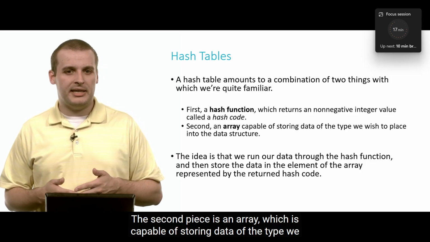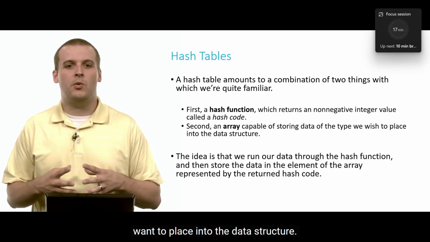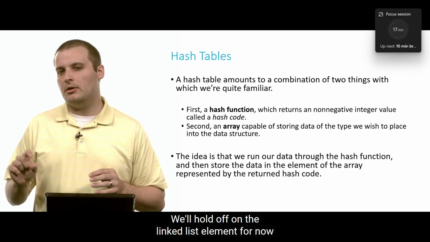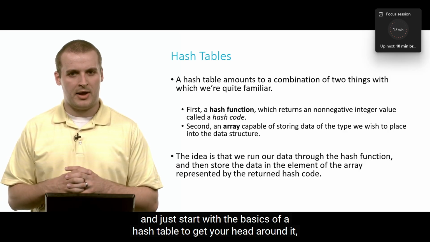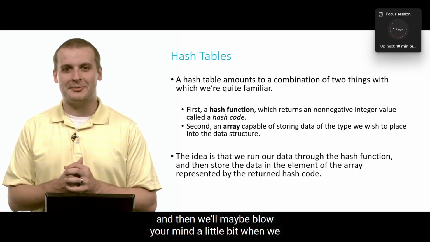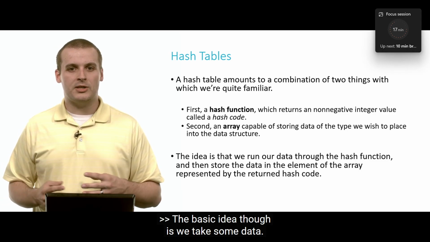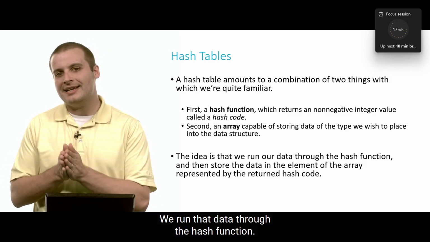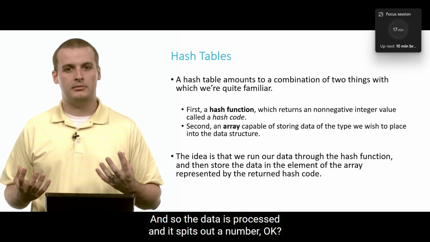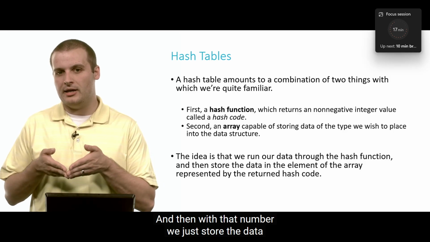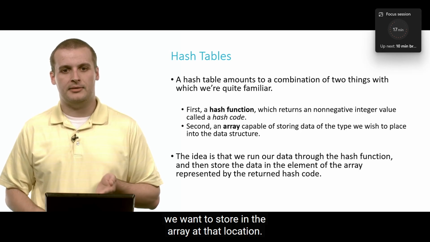Okay? The second piece is an array, which is capable of storing data of the type we want to place into the data structure. We'll hold off on the linked list element for now and just start with the basics of a hash table to get your head around it, and then we'll maybe blow your mind a little bit when we combine arrays and linked lists together. The basic idea, though, is we take some data, we run that data through the hash function, and so the data is processed and it spits out a number, okay? And then with that number, we just store the data we want to store in the array at that location.